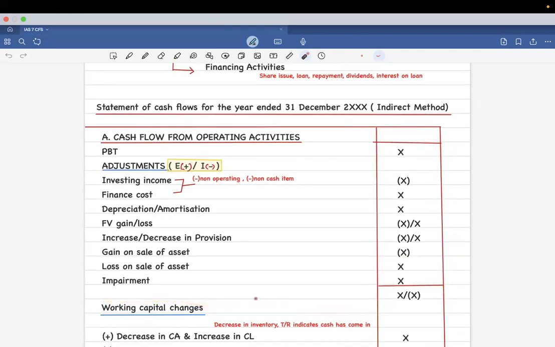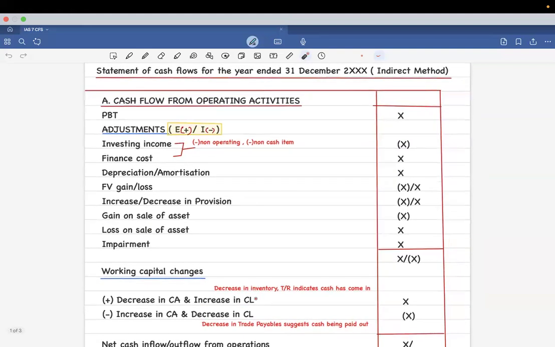Okay. So to that, we are going to adjust working capital changes. Now, what is working capital? We have two things under working capital, a current asset and a current liability. The equation of working capital is basically CA minus CL. Working capital deals with current assets and current liabilities except cash and cash equivalents.